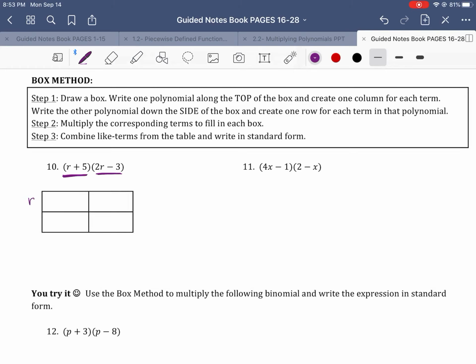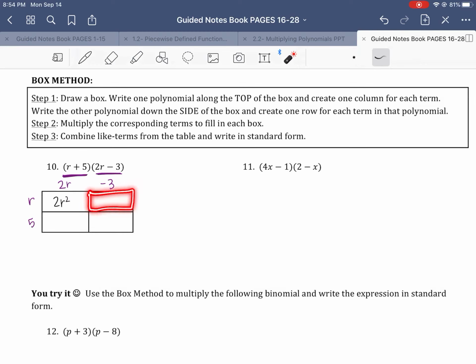One polynomial goes along the left side, so we have r here, and the other term is 5, so each term gets its own row. The other polynomial goes along the top, so 2r gets its own column, and negative 3 gets its own column, and don't forget about those negatives. We then multiply to fill in the box. So when you're filling in this box, right, that comes from this column and this row, so we multiply these two pieces. We multiply r times 2r, which is 2r squared.